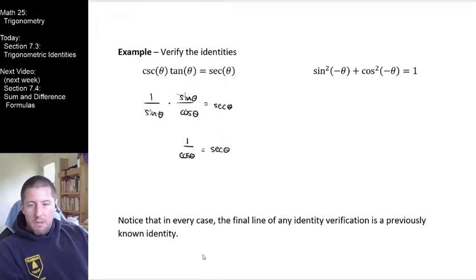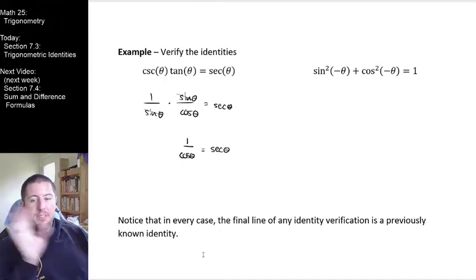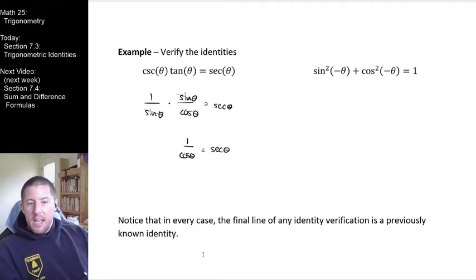In every case, when you're verifying an identity, the final line, the line where you get to say, I'm done and I don't need to write anything else, is a previously known identity. This is the definition of secant right here. I don't need you to convince me any further that these two things are the same because we have arrived at a previously verified identity. And this isn't even a verified identity. This is straight up a definition that we got at like day 1 or day 2 of the semester, right?